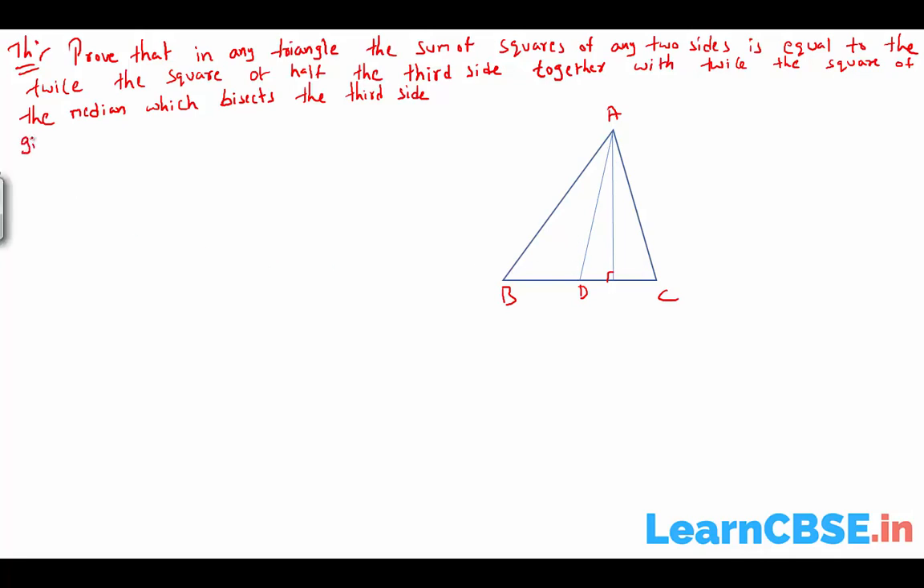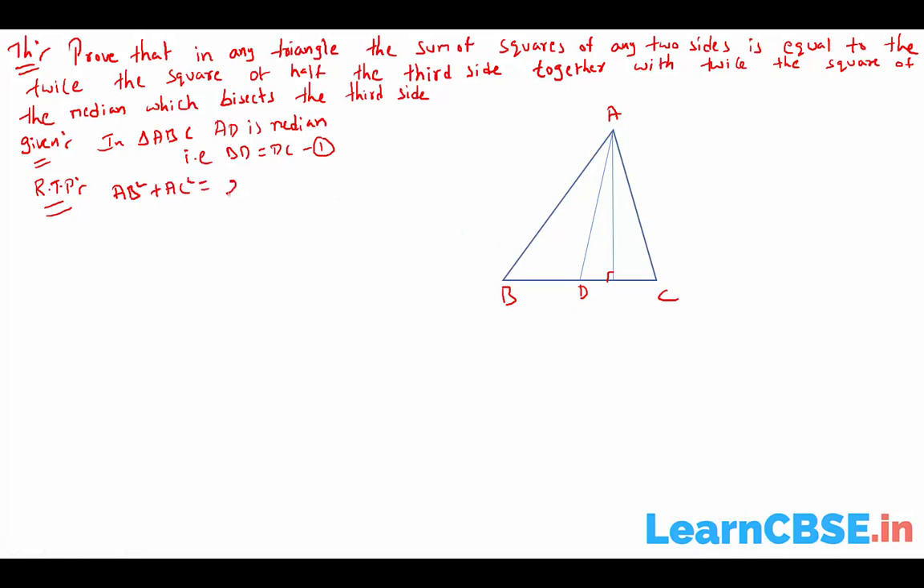So, given triangle ABC, AD is the median such that BD equals DC. Required to prove: AB square plus AC square, the sum of squares of two sides, equals twice the half of BC, which is BD square, plus twice the median drawn on the third side. This is the third side, and I am taking the first two sides. So AD square. This is required to prove.